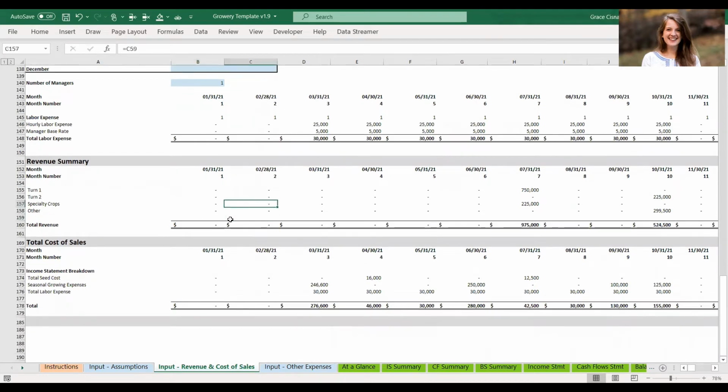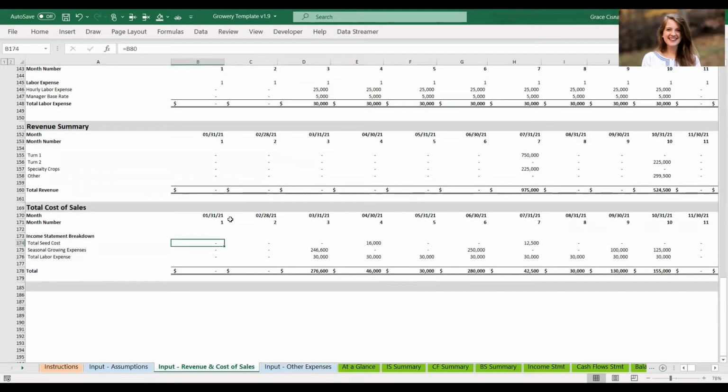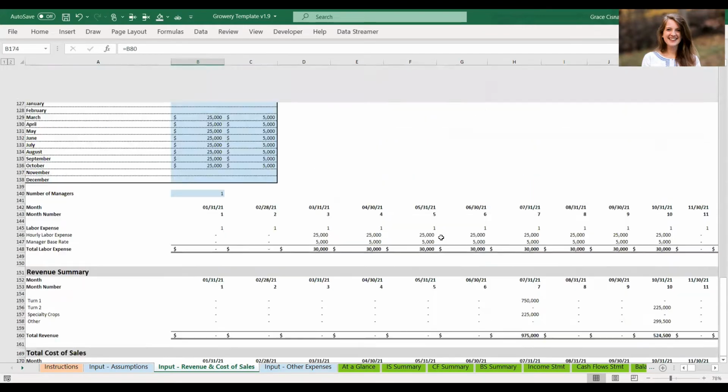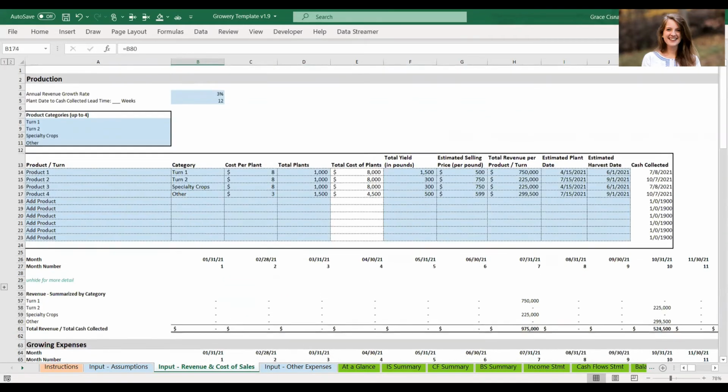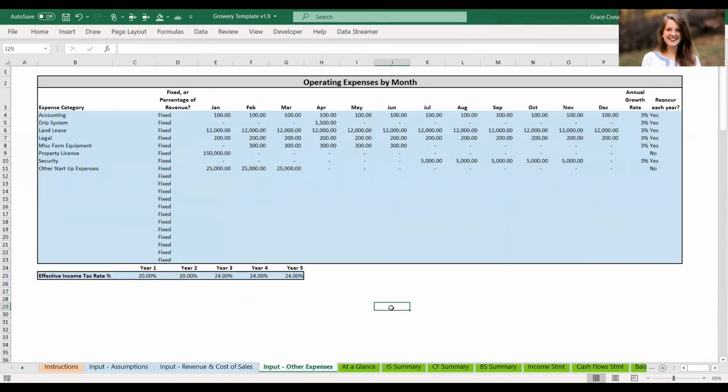Okay, then we have a summary of our 4 revenue categories, and then our 3 categories of cost of goods sold, which are total seed costs, seasonal growing expenses, and labor expenses. That is the bulk of the model right there. Another portion that we have is the input other expenses model. This continues to follow our pattern of seasonality. This is a highly seasonal business, and so we've set up this model to really reflect that.